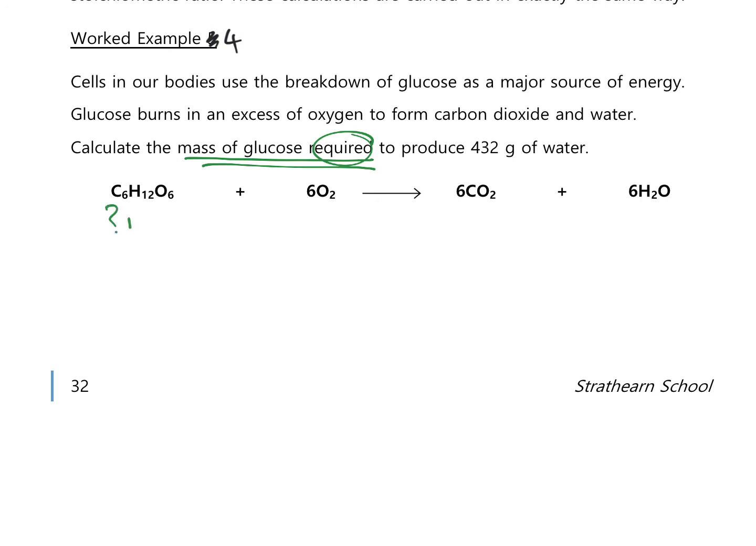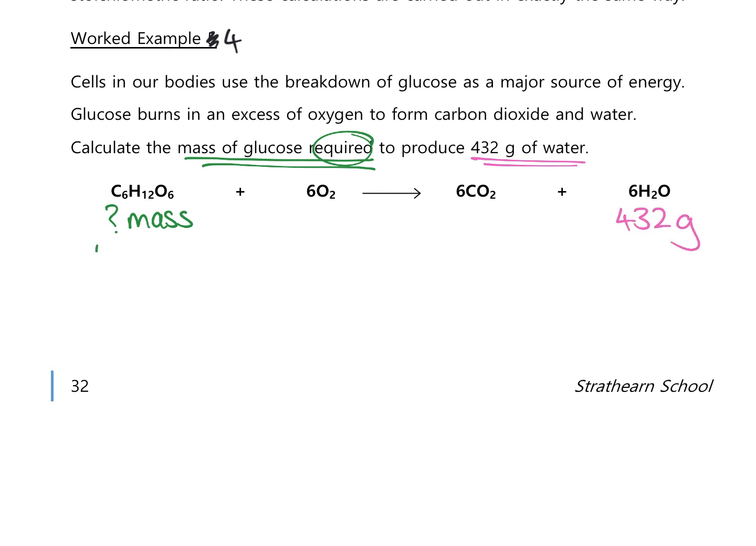So the mass of glucose required. So I'm going to put my question mark mass underneath glucose. If you're not sure of the formula of glucose, well, you're just identifying it from this equation, and hopefully you know that O2 is oxygen, so the other thing must be your glucose. And that's required to produce 432 grams of water. So I'll write that underneath my water.